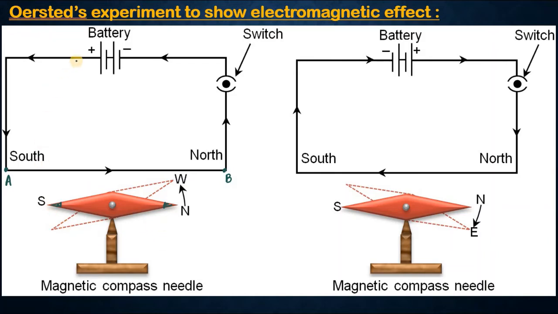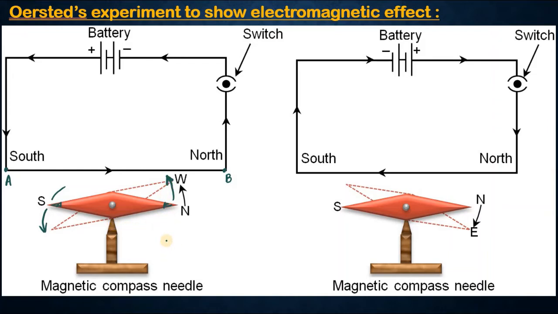In such a case, as soon as the current starts to flow when we put the switch on, he observed a deflection in the needle or the compass. He observed that the south pole is moving away from the conductor and the north pole is moving towards the conductor.